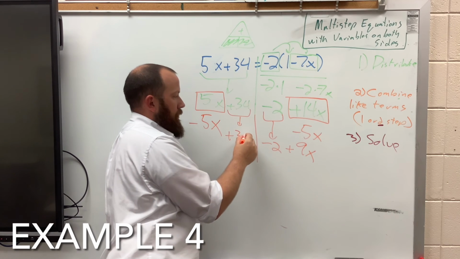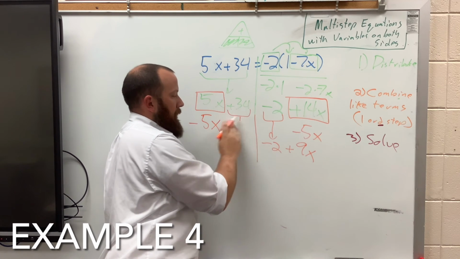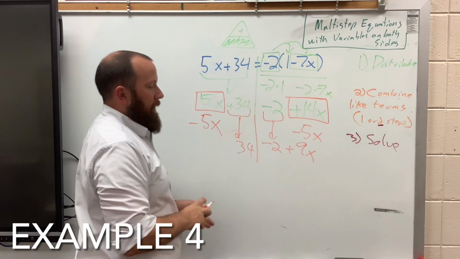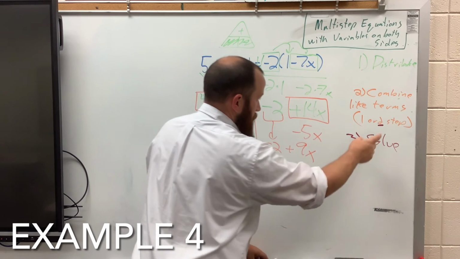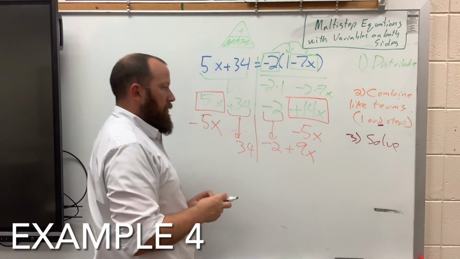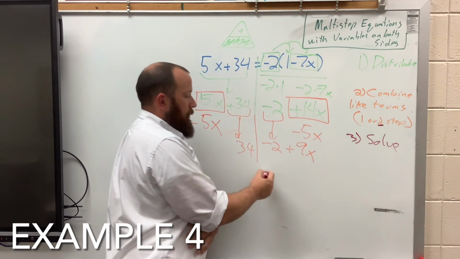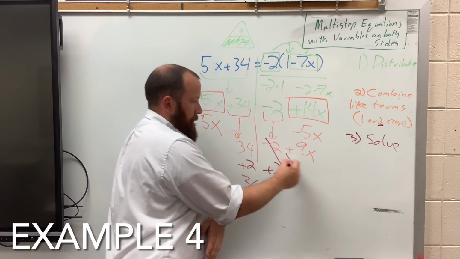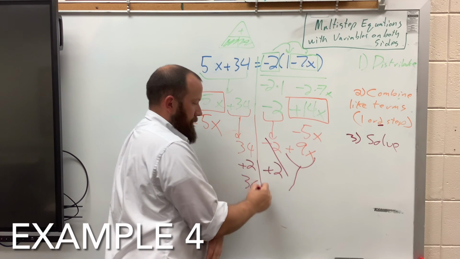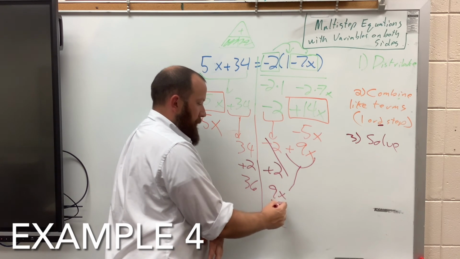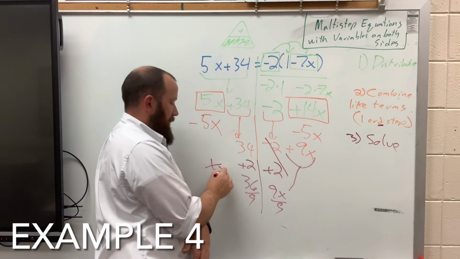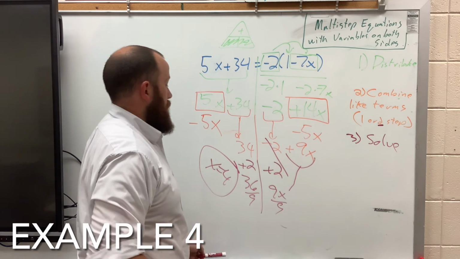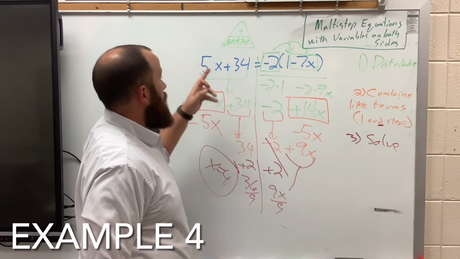Bring that all the way down. Sorry about that. Gives me 34. Now I'm at a two-step equation. I'm not going to talk through the two-step equation. There's videos for it if you want to look at it. So I'm going to add 2, 36. Bring this down. 9x, divide by 9, divide by 9. X equals 4. And if I look at it, it's 54. That is correct.